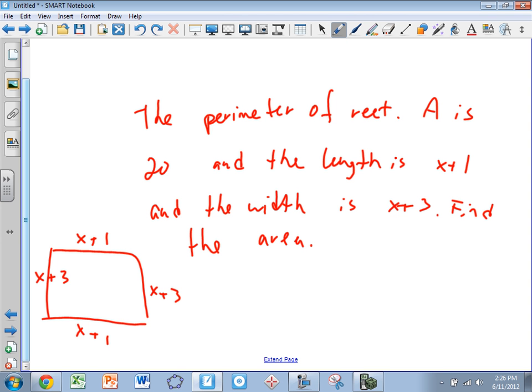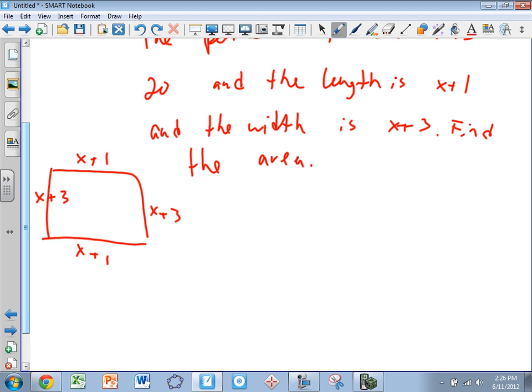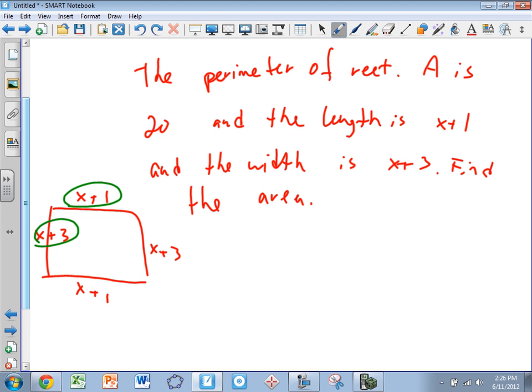Because, think about this, guys. Here, if I wanted to find the area, it's the length times the width, or the width times length. But I can't do that. I don't have numbers, right? So I got to use my fact that it's 20 to solve this. So I got x plus 1 plus x plus 1 plus x plus 3. I don't want to write all that, right? So how many x's am I going to have total? How many numbers? 8.